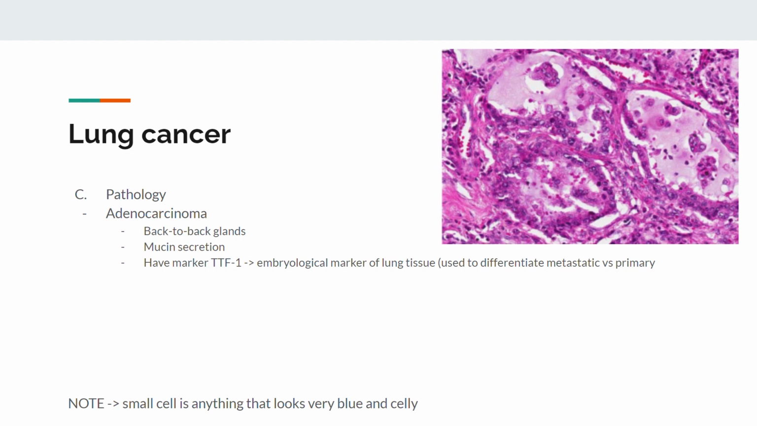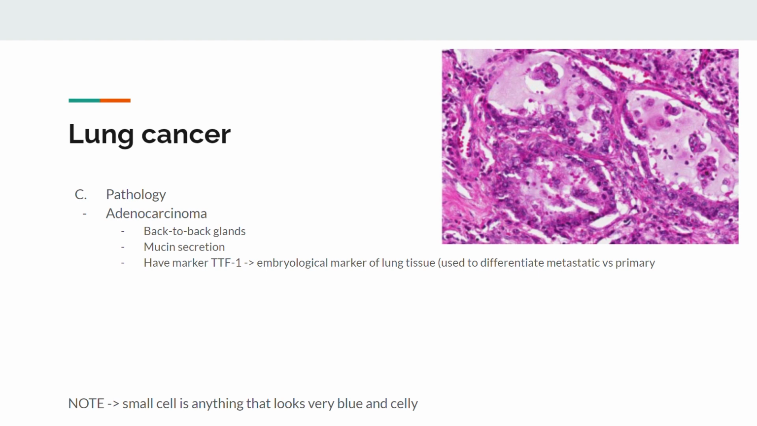Now, what's an important marker to know for lung-specific adenocarcinoma is TTF1, or thyroid transcription factor 1. This is an embryological marker of lung tissue, and it's used to differentiate a metastatic versus a primary adenocarcinoma. Because you can imagine, of course, the lung is a common site of metastases, so to actually know if the cancer came from there, we look at if it has TTF1, if it's a primary from the lung.